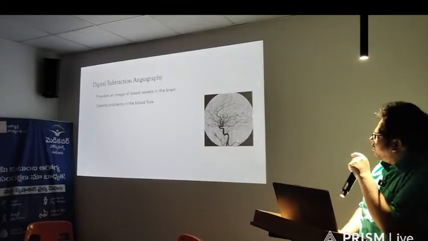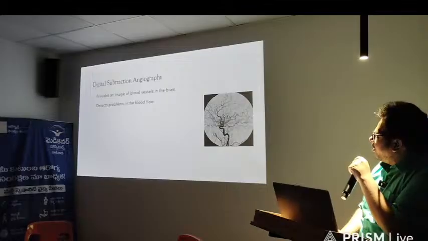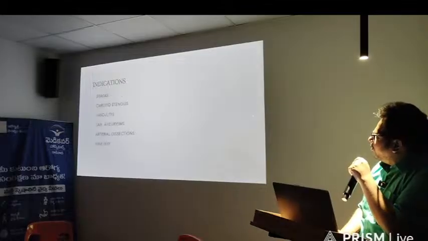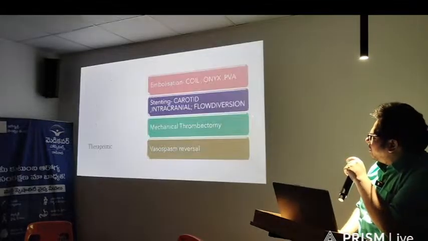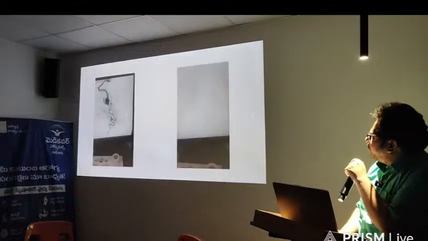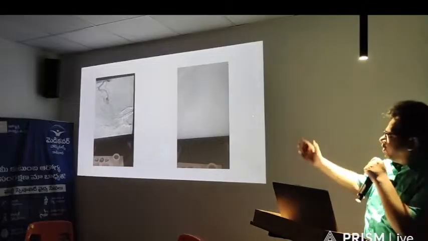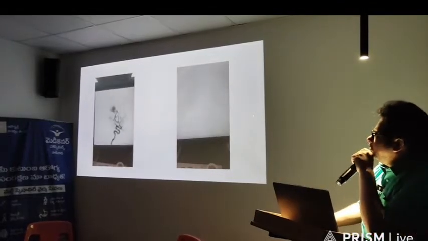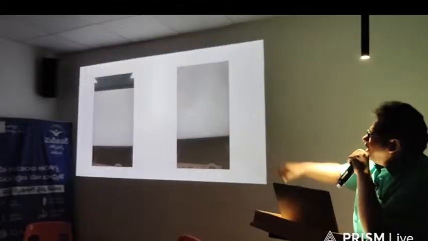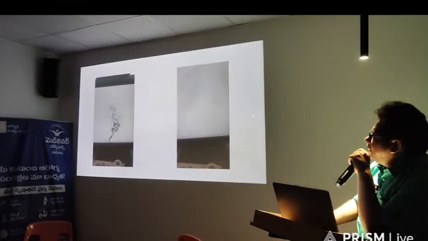And this is digital subtraction angiography, which provides imaging of blood vessels in the brain and detects problems in the blood flow. The indications I have already mentioned, therapeutic and diagnostic. This is what someone was mentioning about AV malformations. This is our new cath lab we got recently, with good visual clarity. You can see the brain AV malformation there.